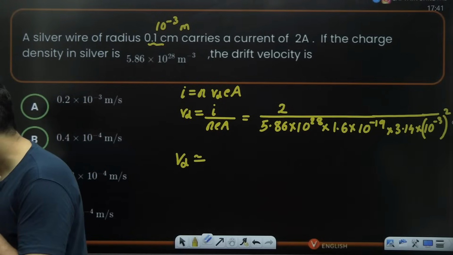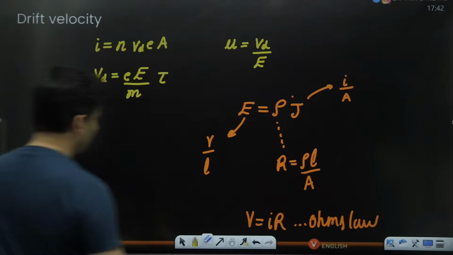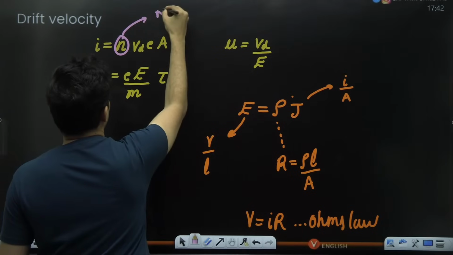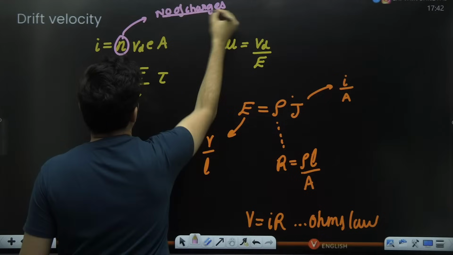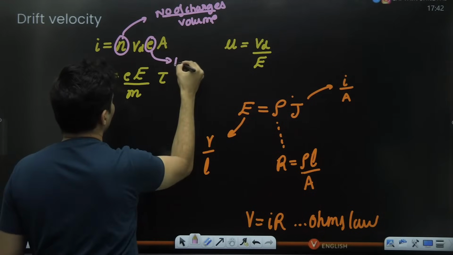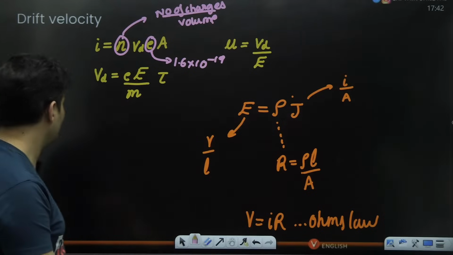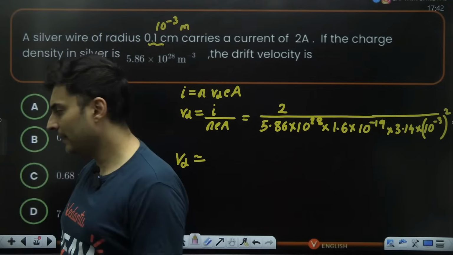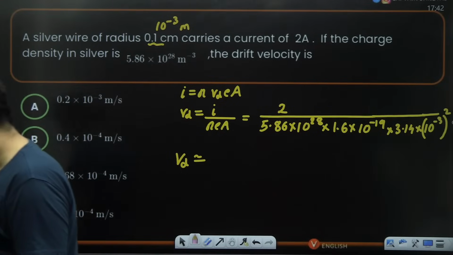Charge density and e are the same? No. See, don't get confused. This is the number of charges per unit volume over here. This is your 1.6 times 10 to the power minus 19. Don't get confused. This n is what was given over here. Okay, clear? All right.